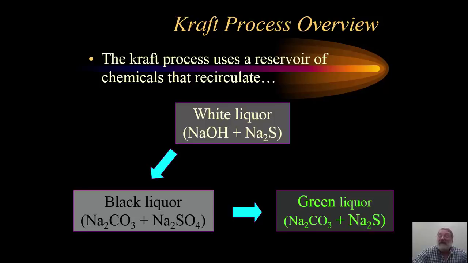The green liquor has sodium carbonate, sodium sulfide. Using a process called recaust, they convert it back into white liquor. So they get to use these process chemicals over and over and over again. It's very economical for the pulp mill, and it's good from a sustainable environmental standpoint because you don't have to keep coming up with new materials to use as process chemicals.